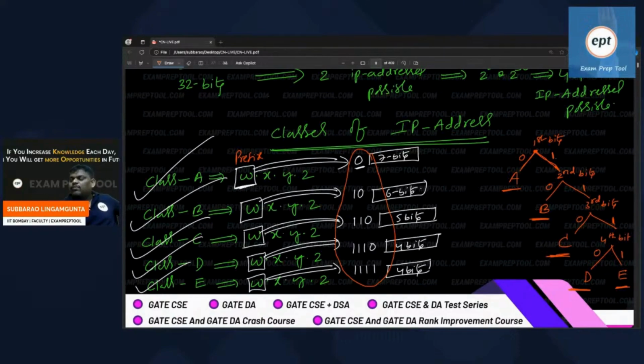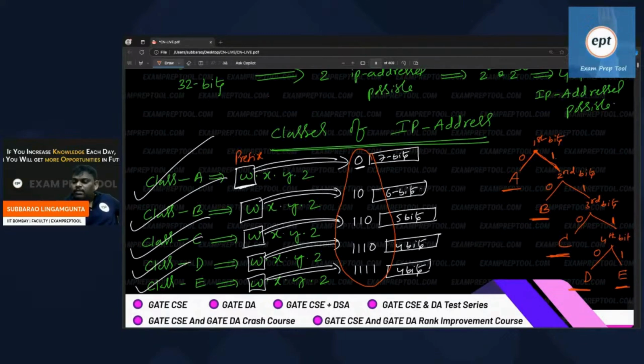First of all, the purpose of an IP address is connecting computers on the internet. Next, how many bits is an IP address? 32 bits, which is represented as 4 octets. Now, how many total IP addresses? 2 power 32 IP addresses. Is it one group or 5 groups? 5 groups.